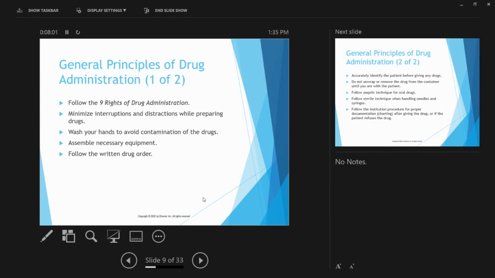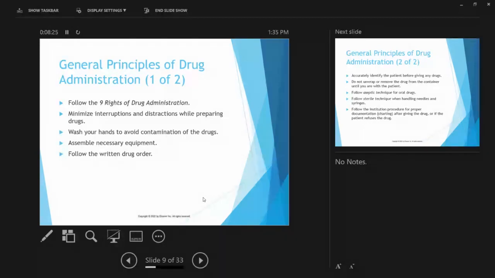Assemble necessary equipment such as medication cups and water for swallowing drugs. Follow the written drug order. Compare that order with the MAR and the drug label. Accurately identify your patient before giving any drugs by using 2 identifiers. Use the barcode administration drug system to scan the patient's wristband and confirm the correct dose, drug, and route are given to the correct patient.